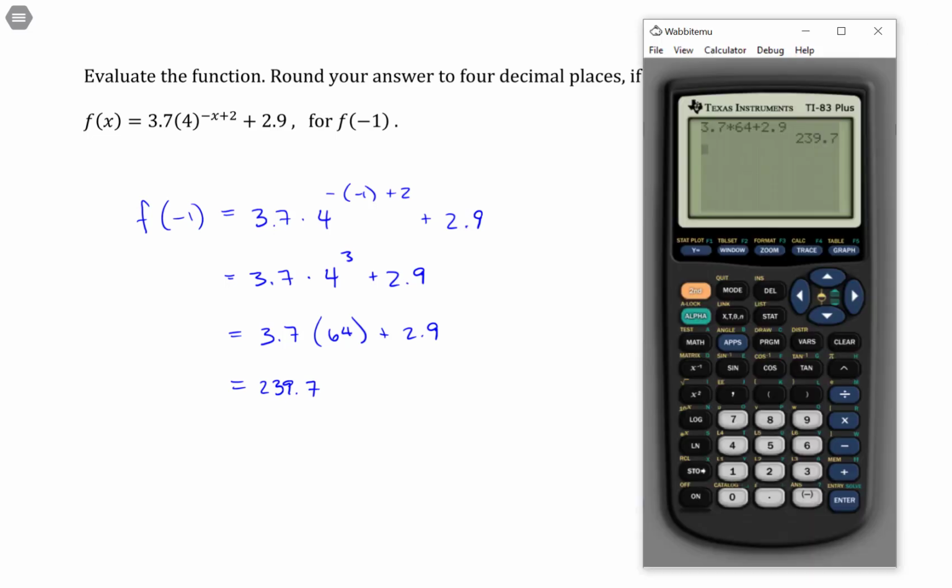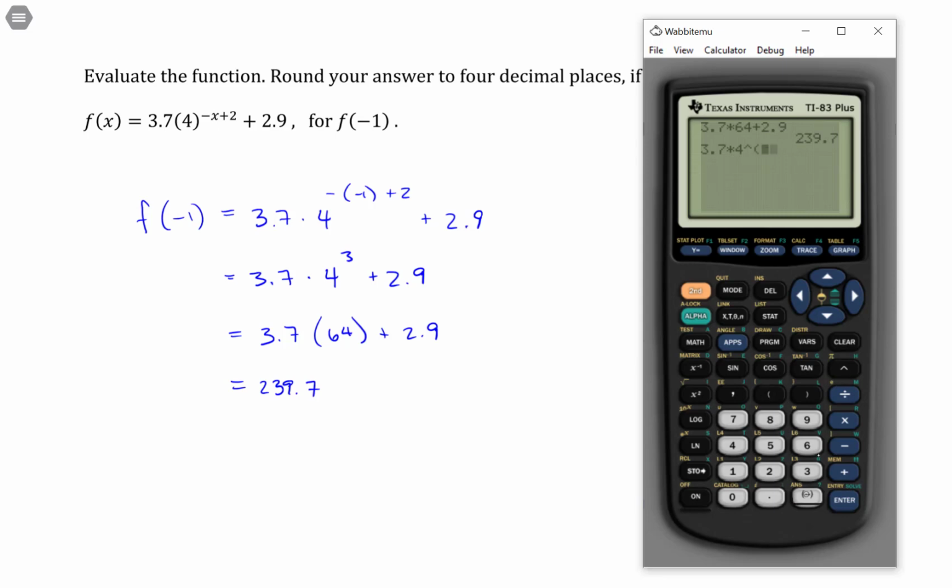Now we certainly could have typed that in at any point and gotten the same result. It's just sometimes it's a little bit easier to do a little bit of algebra to simplify things first and then grab the calculator, because the thing is, if you take 3.7 times 4 raised to the, and now you've got to do opposite of negative 1 plus 2, you have to make sure all of that's in your exponent.